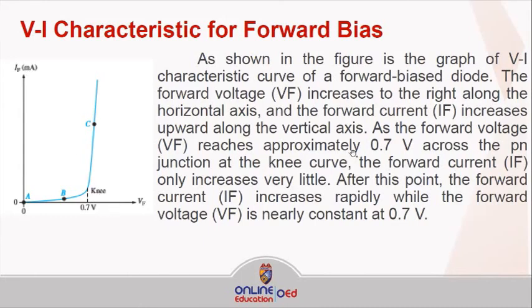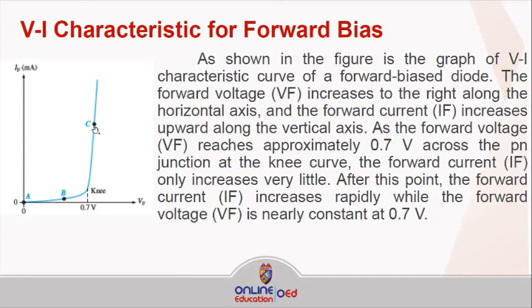Okay, as the forward voltage VF reaches approximately 0.7 dito, across the PN junction at the knee curve, the forward current, ito yung IF, only increases very little. Sobrang little lang yung increase. Nakikita natin, tumataas to. Forward voltage reaches approximately 0.70 volts. Then across the PN junction at the knee curve, ito yung knee curve.